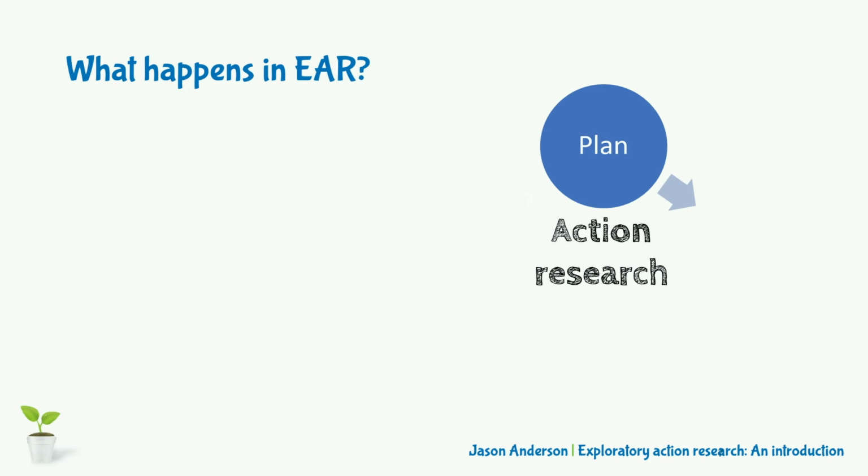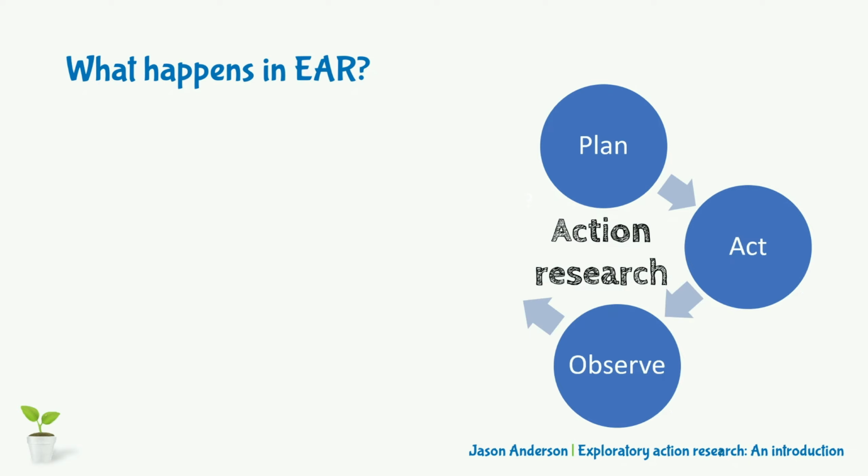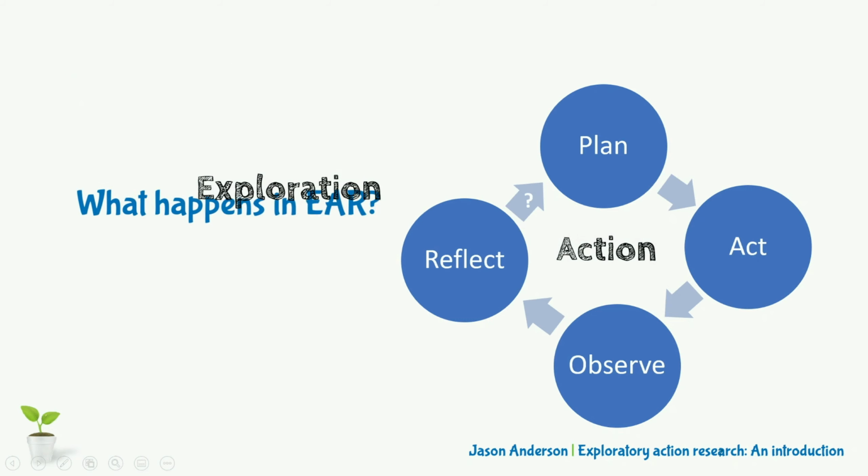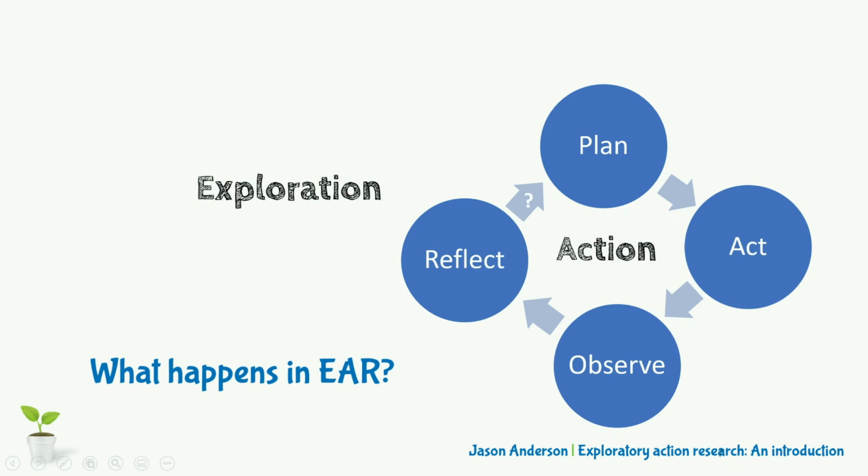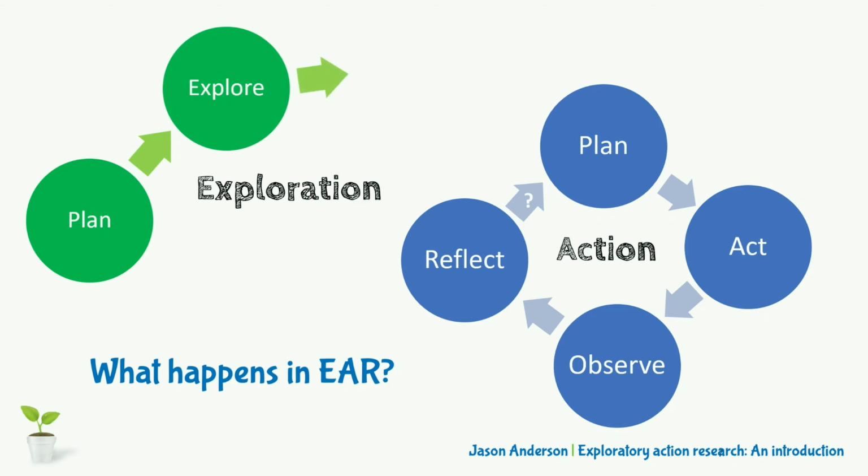A typical action research cycle first involves planning for and then introducing a change into one's classroom, followed by observation of the impact of the change and then reflection. While exploratory action research also includes these elements, it first begins with an initial cycle of exploration, in which the teacher first attempts to understand more about a phenomenon or puzzle before making any changes in their practice.